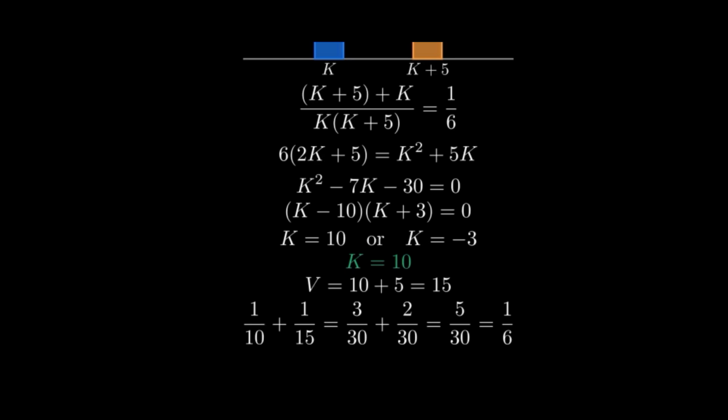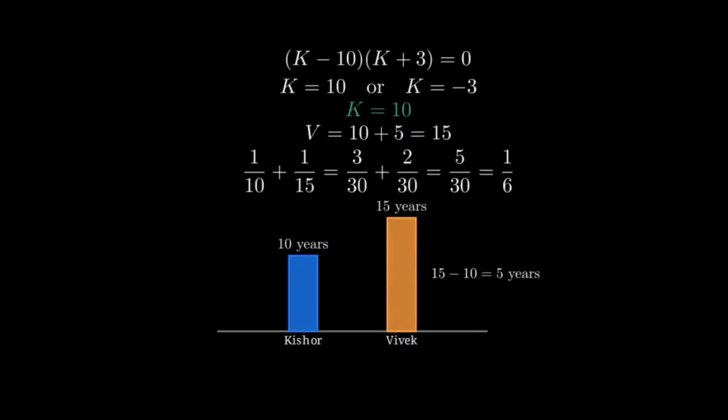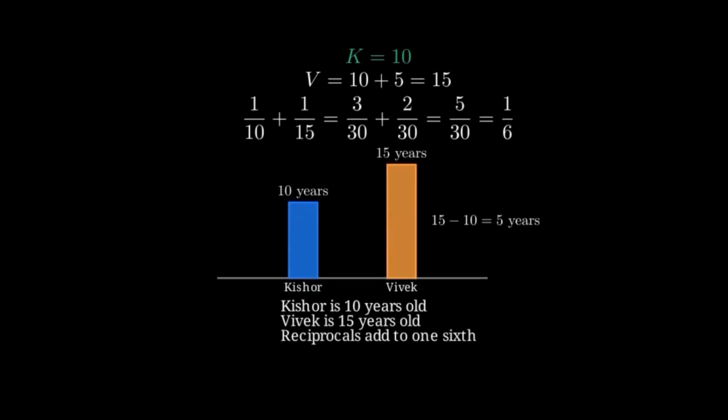Everything checks out. Now that we have the ages, let's visualize them with actual numbers. Kishor is 10 years old, and Vivek is 15 years old. The difference is still 5 years, as expected. To conclude, Kishor is 10 years old, and Vivek is 15 years old. We used the reciprocal equation, solved the resulting quadratic, and verified that the reciprocals indeed sum to 1/6, just as the problem stated.